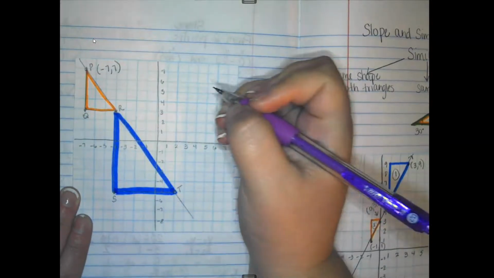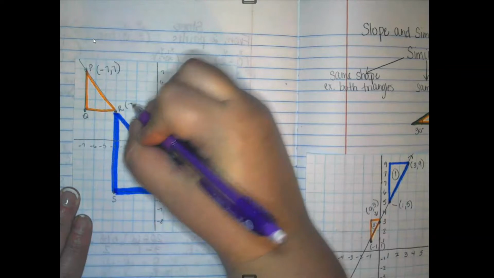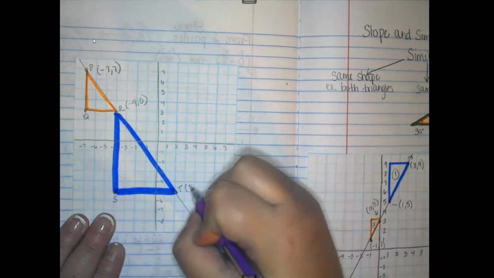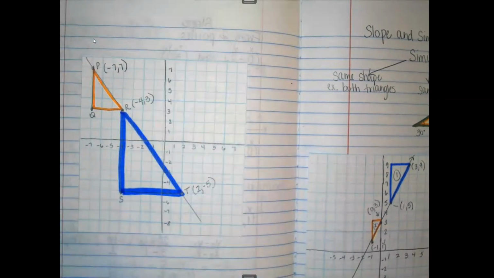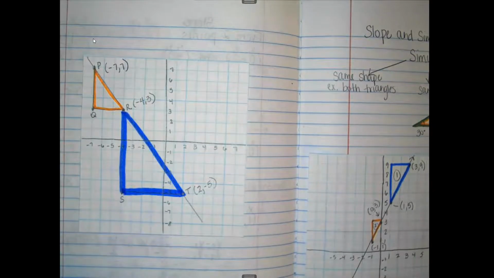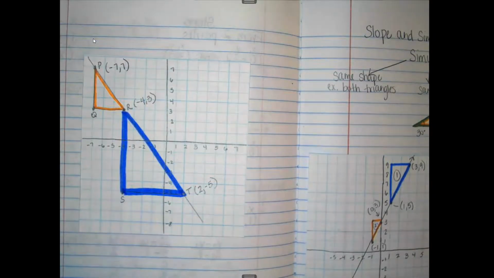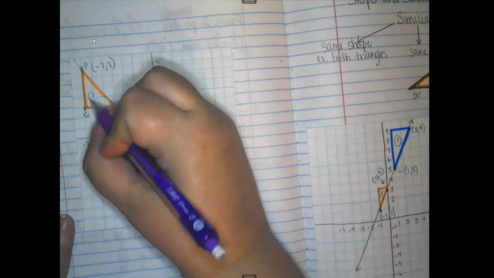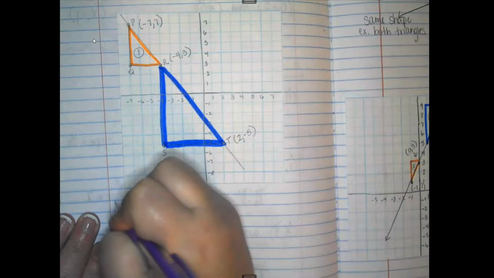Alright, so I'm going to look at these points. So this is on my line. P was -7, 7. R is -4, 3. And T is the point 2, -5. To start with triangle number 1. All right, so here's triangle number 1.